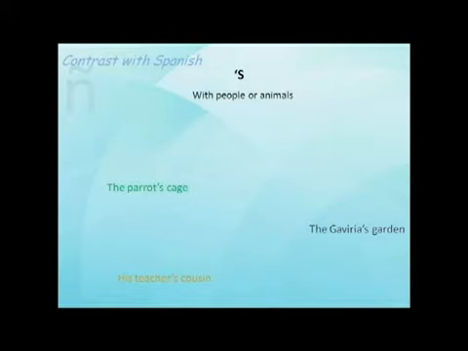We use apostrophe s with people or animals. That is to say, animate beings. In this case, the parrot's cage, la jaula del loro, mandatory contraction in Spanish of preposition de and article el, del. The Gavirias' garden, el jardín de los Gaviria, and his teacher's cousin, el primo de su profesor.